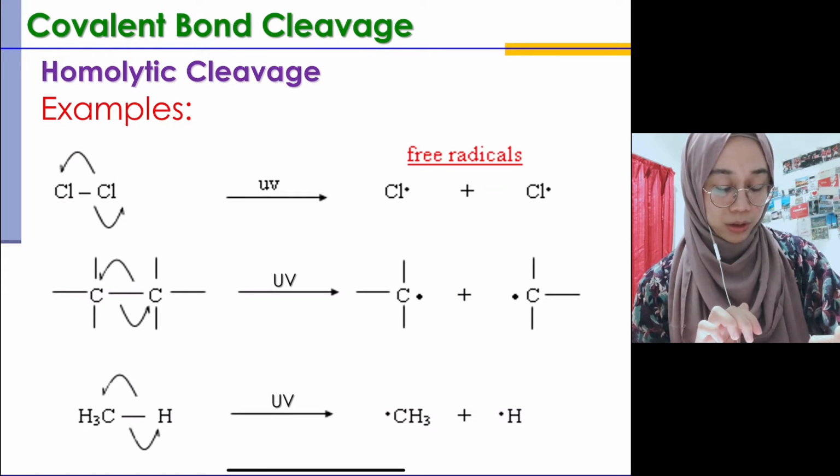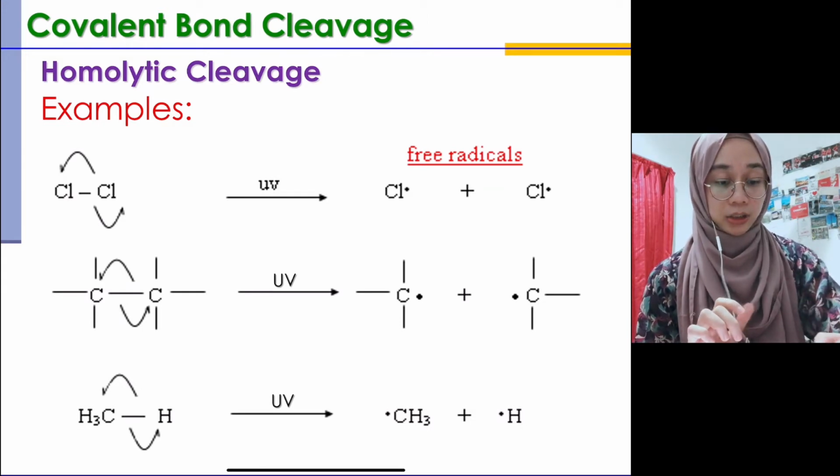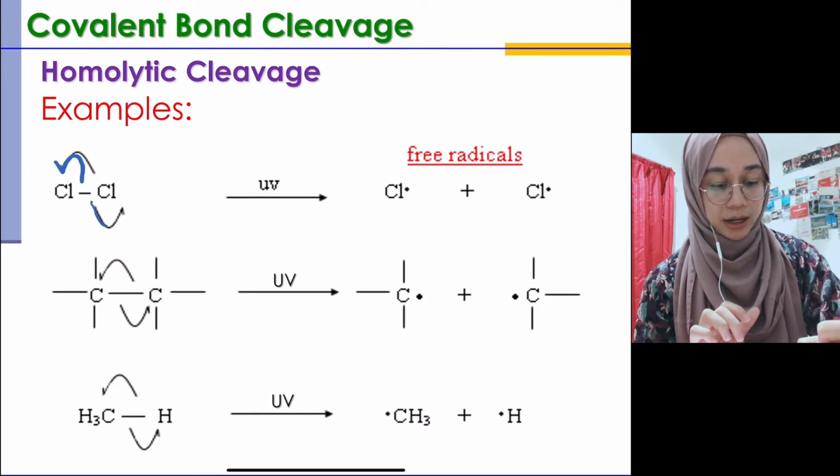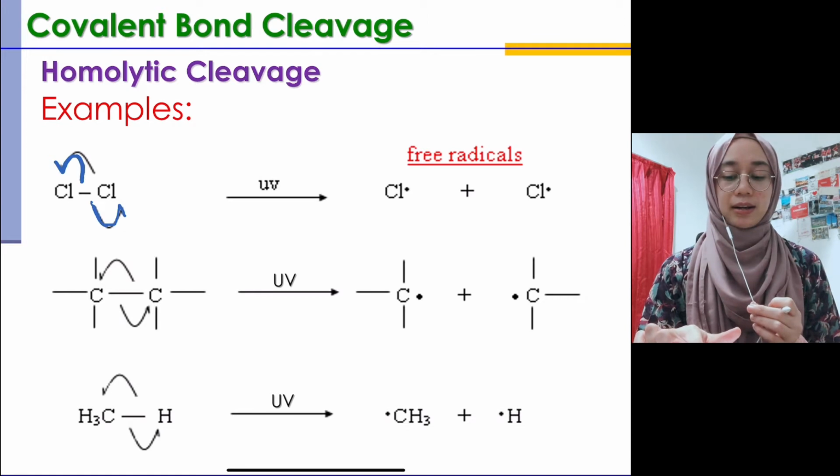Sepatutnya arrow tu, kita nak tunjuk pergerakan elektron kan. Elektron kan berada dekat bahagian bond. Sepatutnya kamu kena tunjuk betul-betul daripada bond. Okay, daripada bond. Yang ni okey ni, yang ni okey. Yang ni daripada bond pergi kepada Cl. So dapatlah free radicals kat sini.